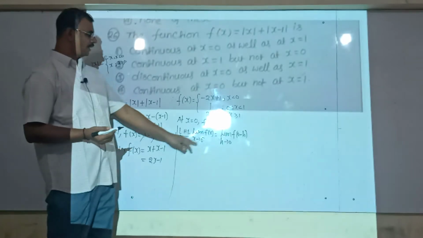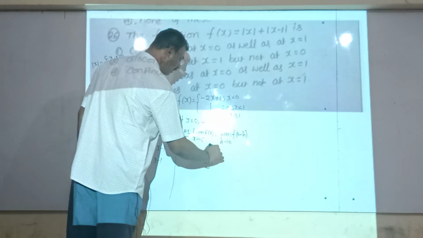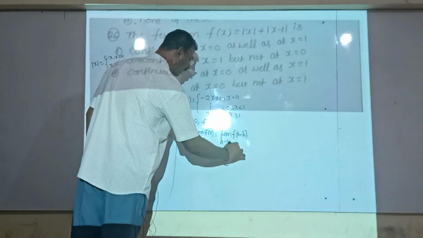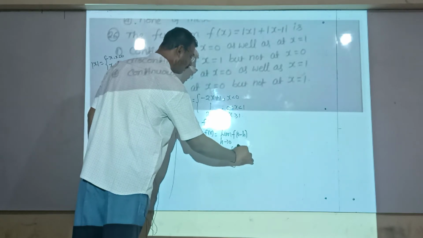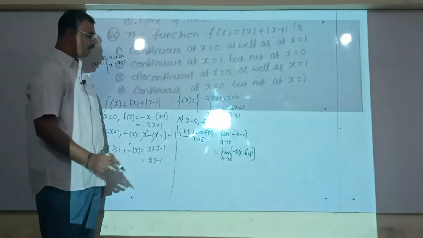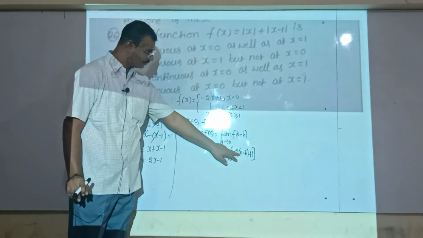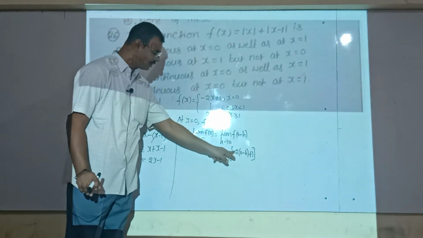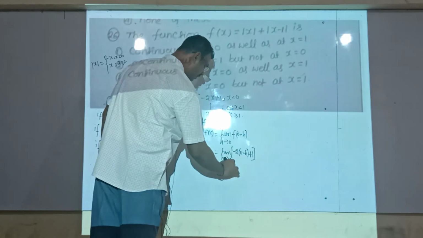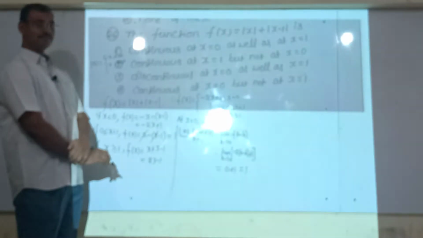When x is smaller than 0, this is the function. Okay, I substitute here. This is equal to limit of minus 2 bracket 0 minus h plus 1 as h tends to 0. Now you apply the limit. Put h equal to 0. So this becomes only 0 here. 0 plus 1 is equal to 1. So I got left hand limit is equal to 1.